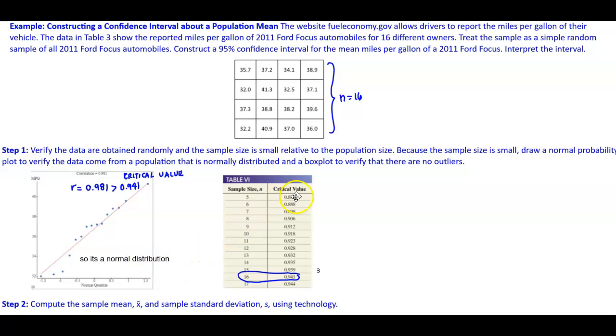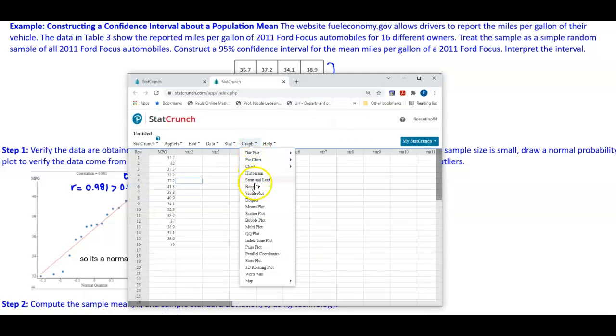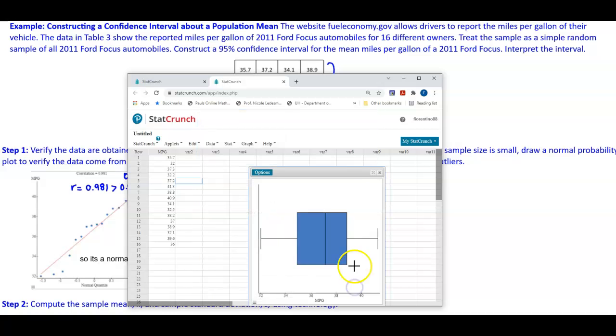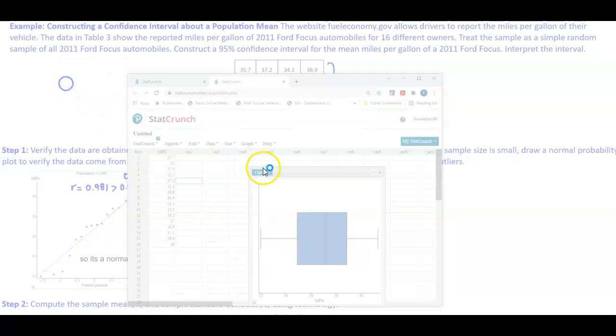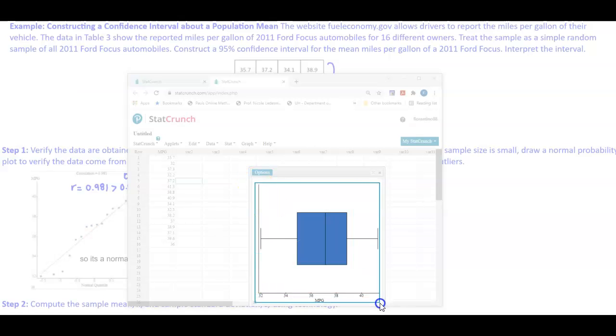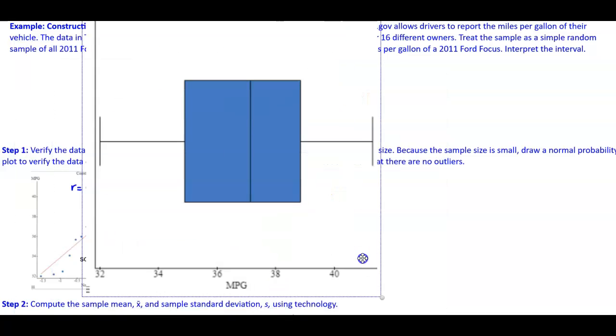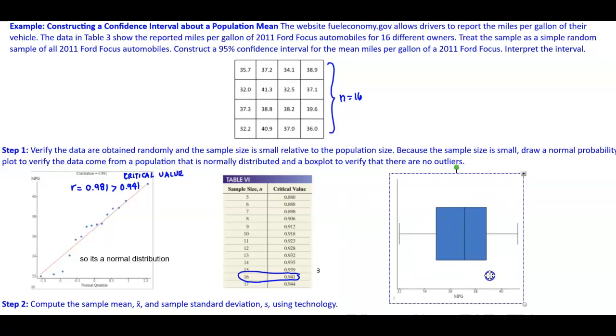Okay. Next, we want to determine the box plot and verify that there are no outliers. So let's go to StatCrunch. Okay, we're going to go to Graph, Box Plot, select miles per gallon, use fences to identify outliers, draw boxes horizontally, and there is our box plot. And so you can see that with our box plot, we do not see any outliers outside of those fences. So therefore, step 1 has been verified.